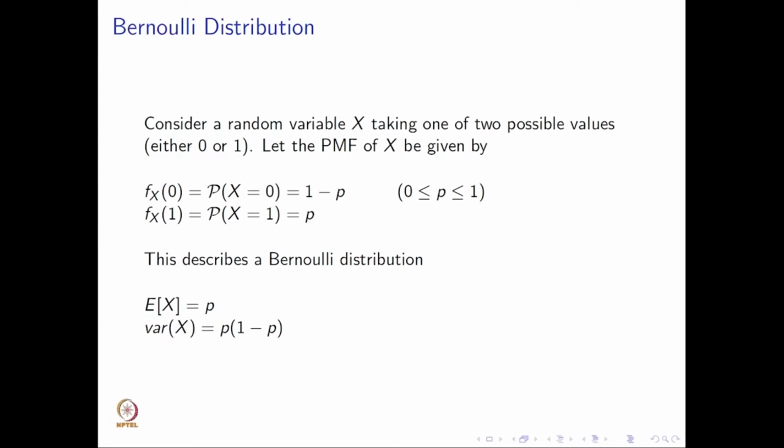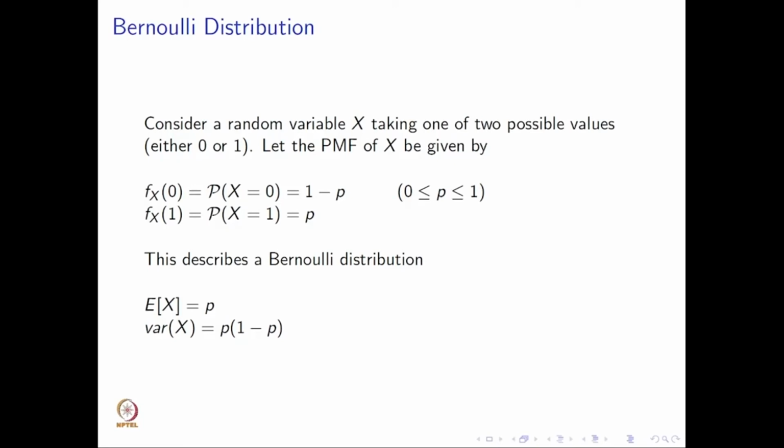We start with the Bernoulli distribution. Consider a random variable x taking one of two possible values, either 0 or 1. Let the PMF of x be given by f x of 0 is equal to the probability that the random variable x takes on a value of 0, equal to 1 minus p, where p lies between 0 and 1, and f x of 1 equals the probability that the random variable x takes the value 1, equal to p. Here p is the parameter associated with the Bernoulli distribution.